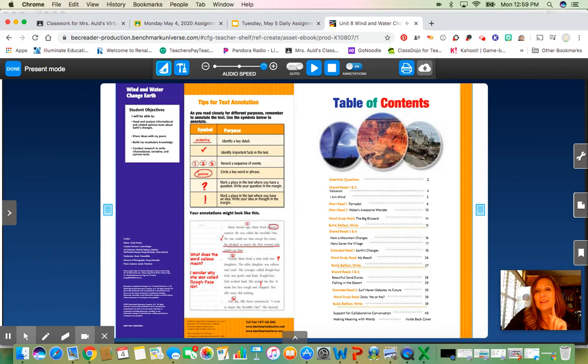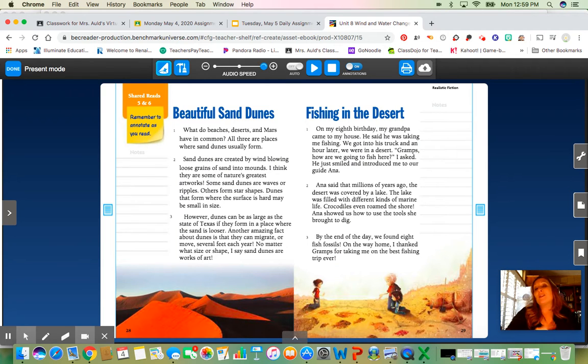But I'm going to teach you another way to get there quickly. If you see your table of contents here on this first page, we are looking for Fishing in the Desert, and I see it right here. I'm going to click on that, and it will take me there. So there's another trick on how to do it.